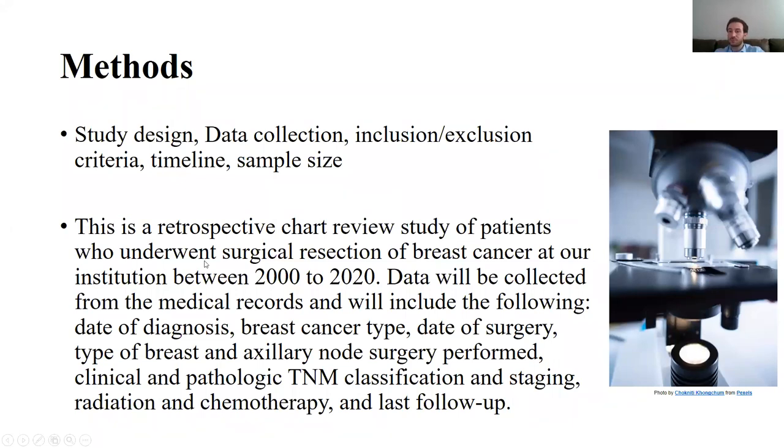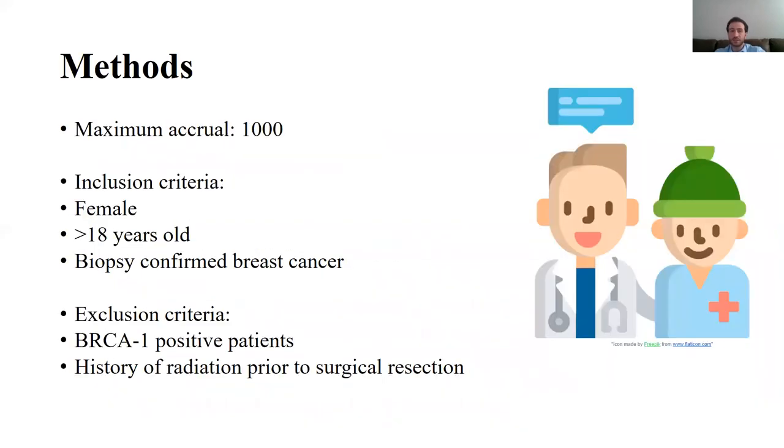We start, this is a retrospective study of patients who had this surgery at our institution, the timeline, and then we say that the data was collected from the medical records and what data we're collecting. So here I mentioned an example: date of diagnosis, cancer type, date of surgery, type of surgery, TNM. So you mention the data that you're trying to collect.